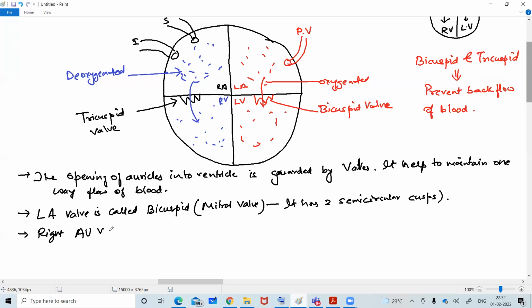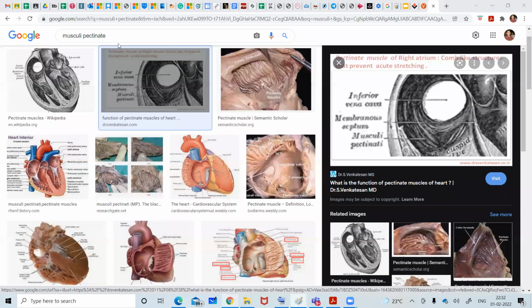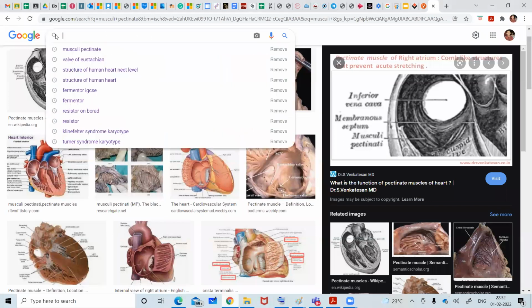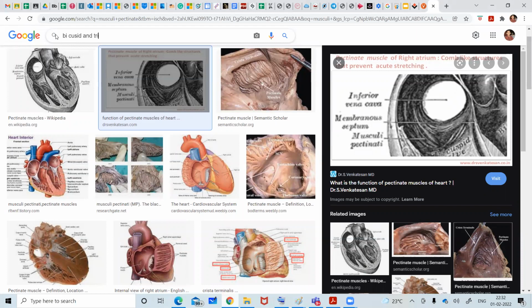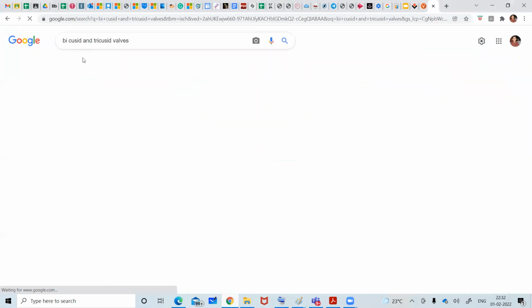In the same way, the right AV valve is tricuspid, and it has three cups. We'll show you how the valves look. Then bicuspid and tricuspid valves.